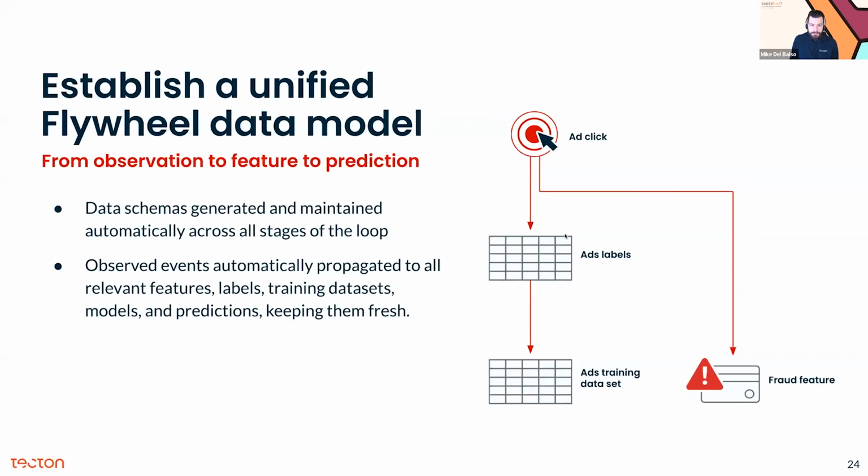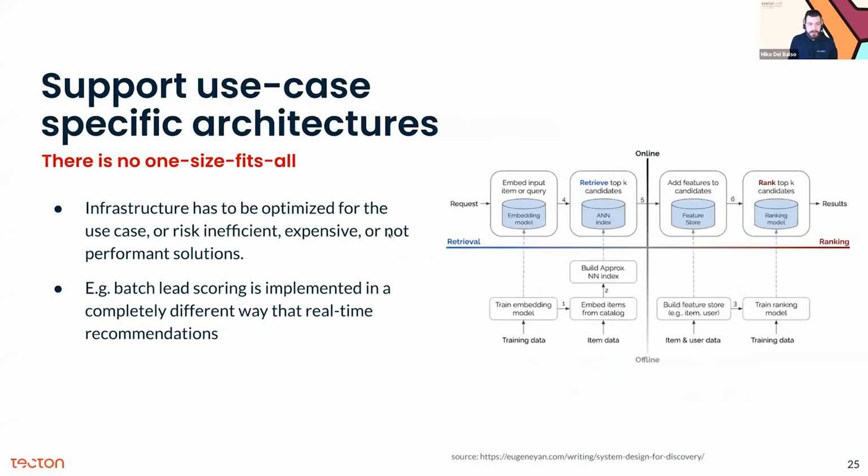And then finally, not every use case is the exact same. And we want to support use case specific architectures. So there's not one size fits all, and not every use case needs the same underlying infrastructure. If you're doing a batch lead scoring model, it's very different than what a real-time recommendation system is going to need. And I'll just show you an example of some complexity here.